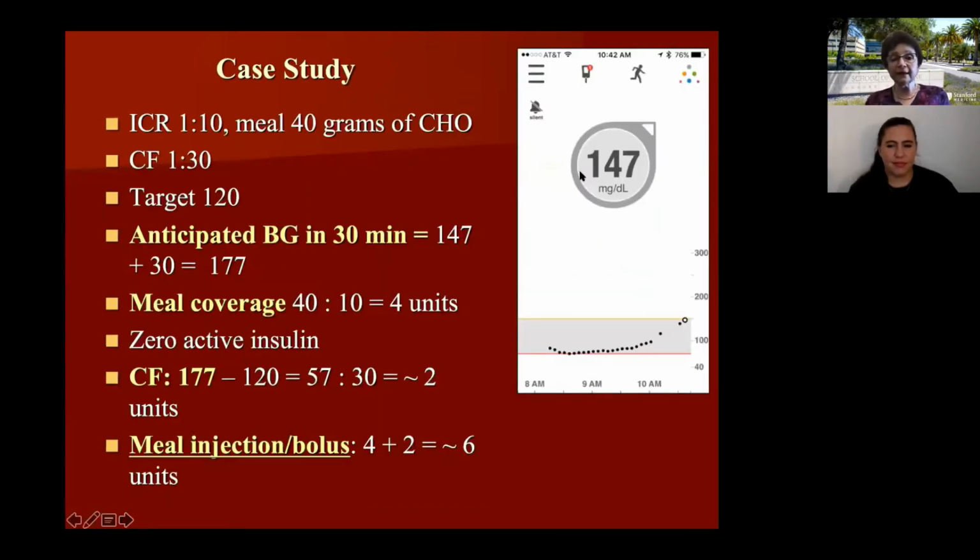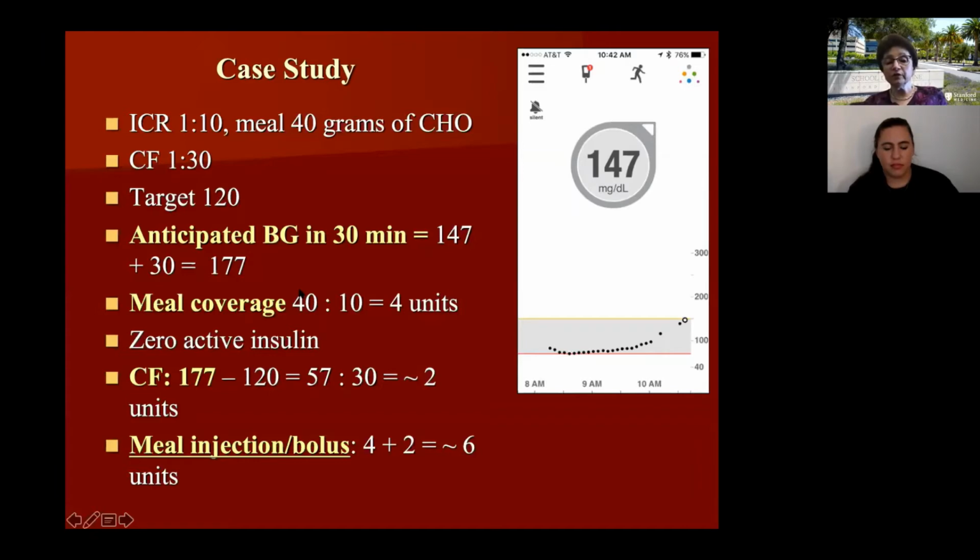So another example, if your carb ratio is 1 to 10, 1 unit for every 10 grams of carbohydrates, you're eating 40 grams of carbohydrates, and your correction factor is 1 unit for each 30 milligrams per deciliter, and your target is 120. So if your blood sugar currently is 147, but you see that little arrow on your Dexcom, then you are anticipated to see your blood sugar at 177. So you're heading there even before your meal.